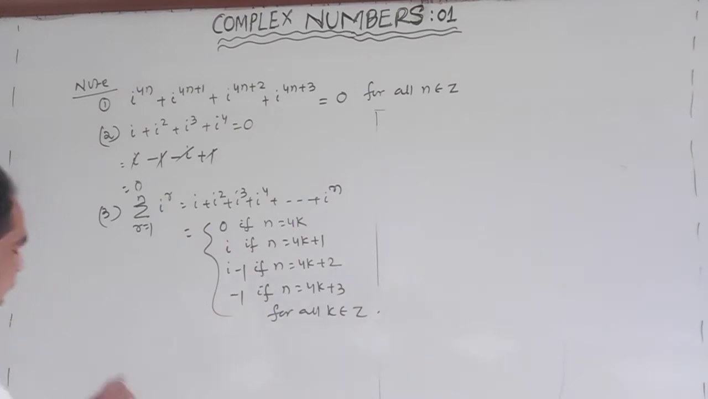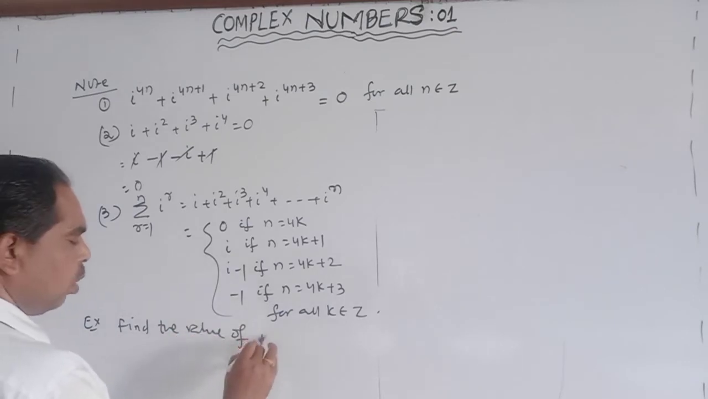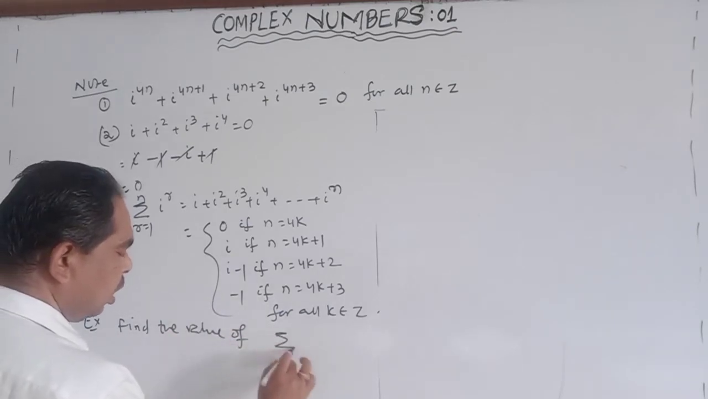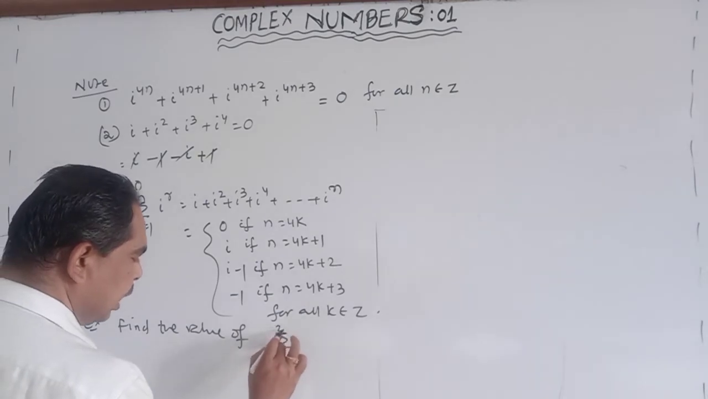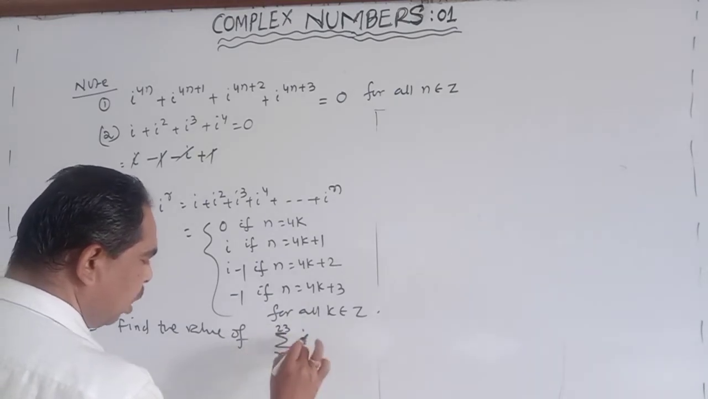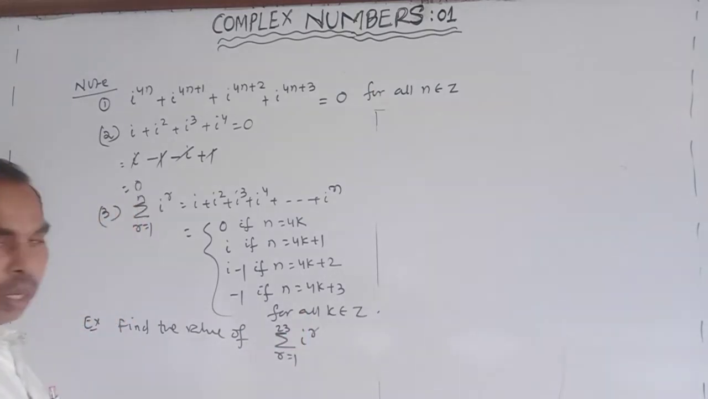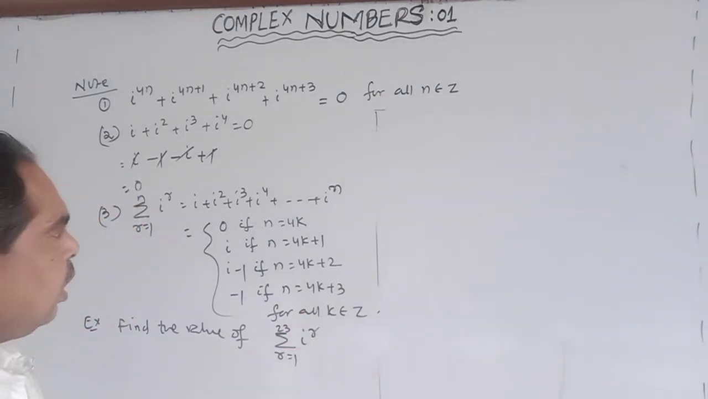Okay, so see the example. Example: find the value of summation r is equal to 1 to 23 of i to power r. Now see the answer.